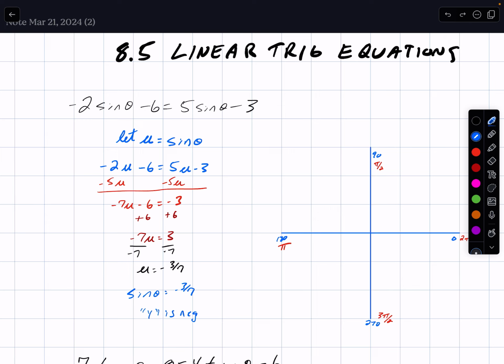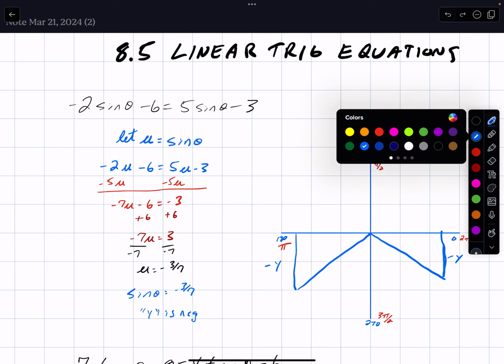Oops, sorry, I keep deleting it. You draw your triangle in quadrant 3. Hold on, I'm having some technical difficulties here. All right, I'm going to draw the triangle in quadrant 3. And then I'm going to draw my triangle in quadrant 4 because I know I have a negative y value.